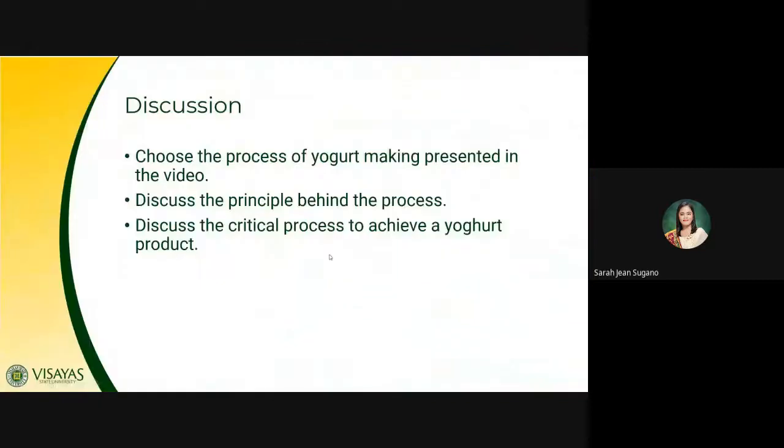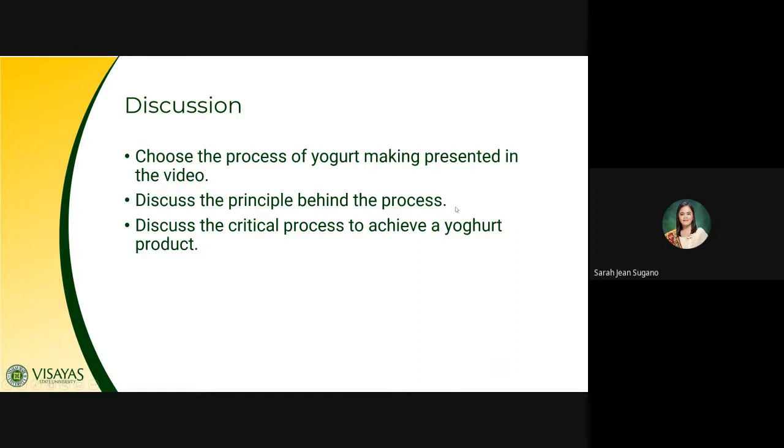Okay, so now for your lab report in your discussion, you just have to choose the process of yogurt making, the general process presented in the video. It could be the yogurt making at home or the general process in the pilot scale volume, the large volume of production. Then you just have to discuss the principle behind the process of yogurt making.